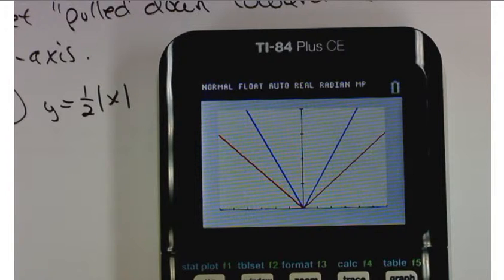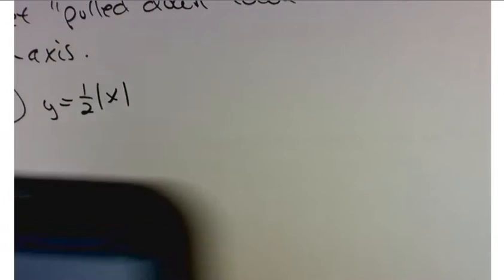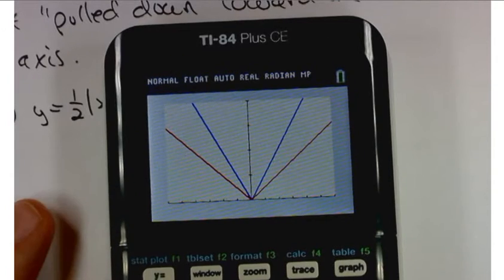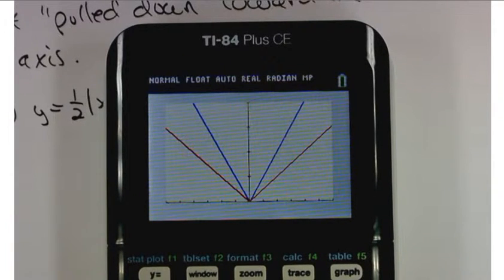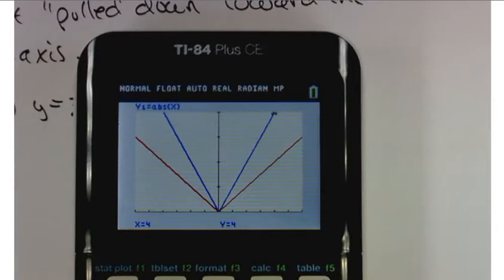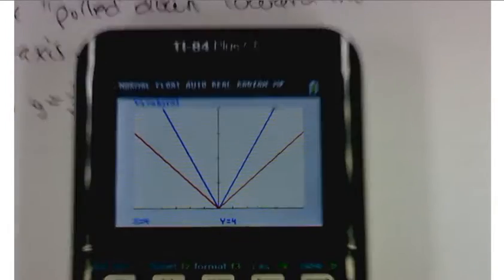Perhaps another way to understand why it's affecting the graph as it is would be to hit the trace key. And let's trace a couple values. Let's trace what happens at x equals, say, 4. At x equals 4, on the graph of the absolute value of x, I'm up here at 4. The absolute value of 4 is 4.